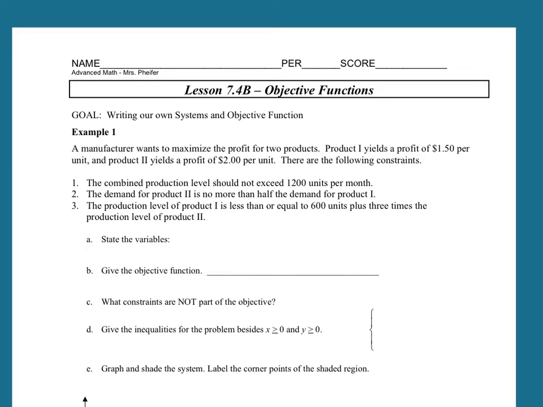All right, here we go with lesson 7.4b. This is the last lesson of chapter 7, so we're wrapping it up. We'll look at a quiz at the end of this week, and then we'll be taking our chapter test next week.